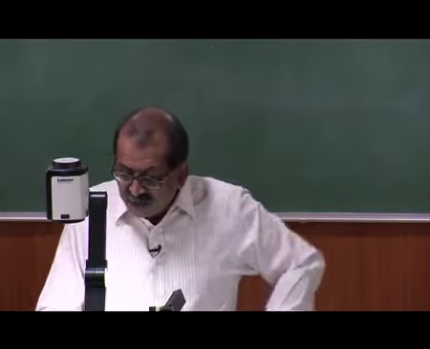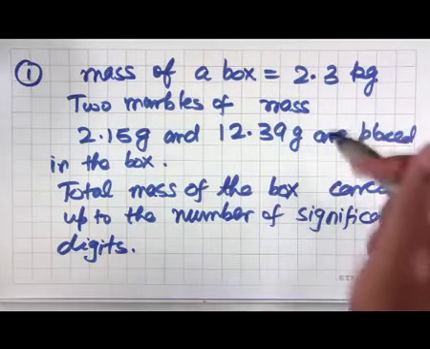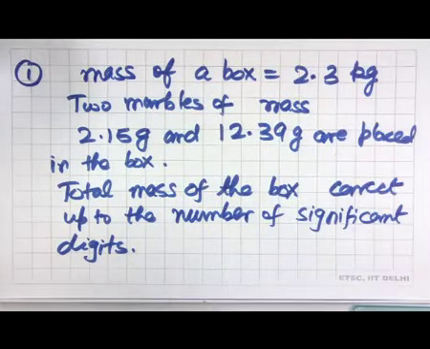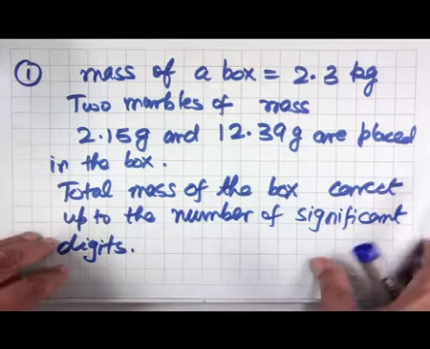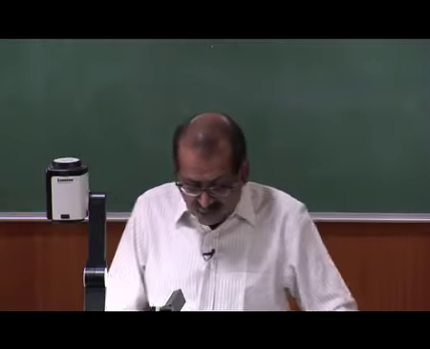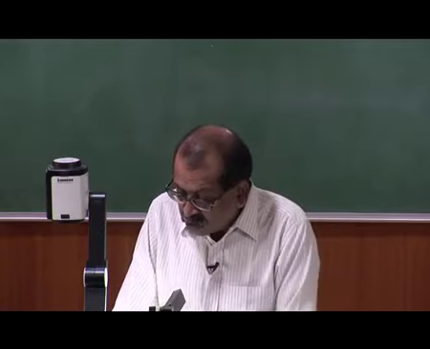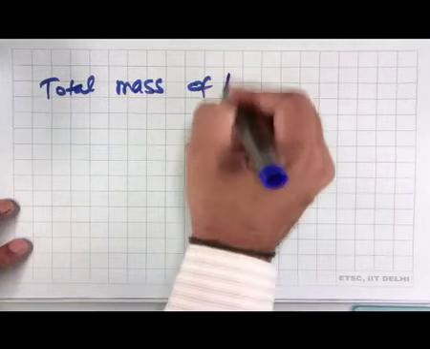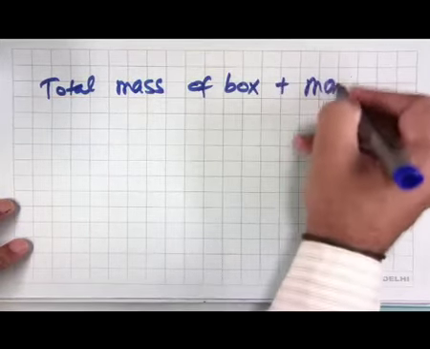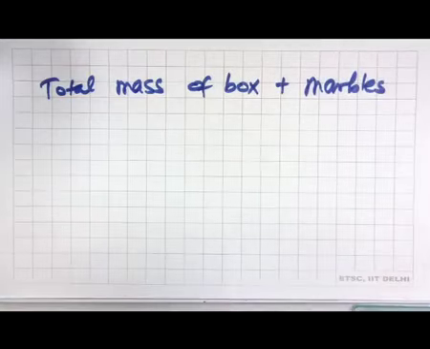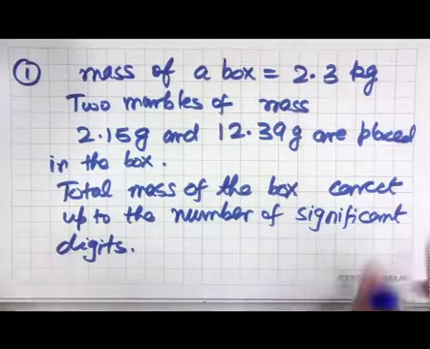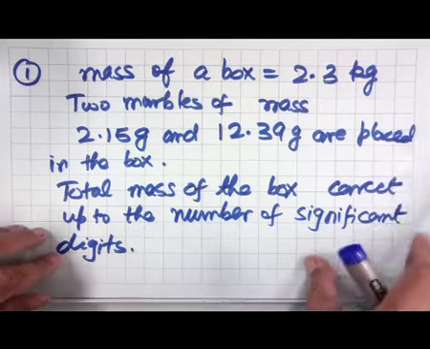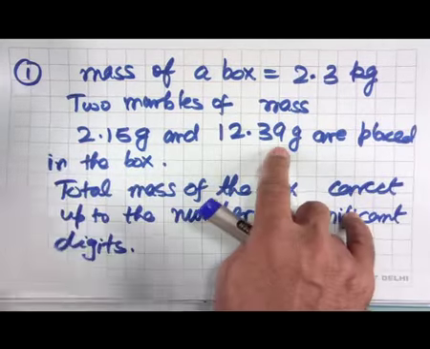Here, when we look at this problem, we realize that the units which are given are different. So, the first thing we have to do is convert everything to the same units. Let us work this out. We convert everything to kgs. So, the total mass of the box plus the marbles. Let us look at the original problem. The mass of the box was 2.3 kgs and the marbles were 2.15 grams and 12.39 grams.